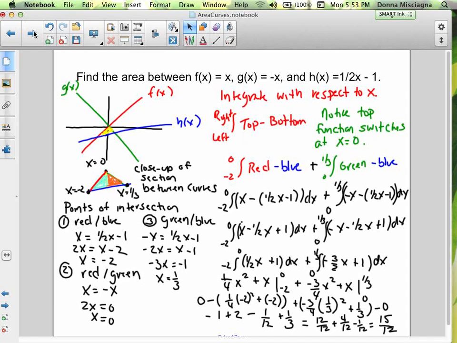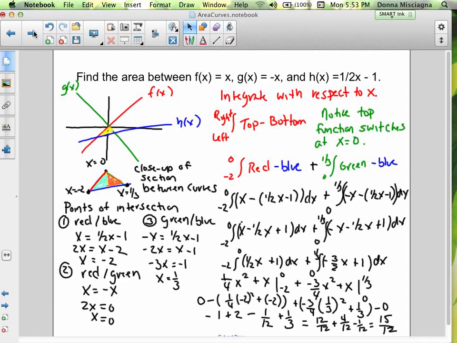And then, of course, once in a while something's a little bit tricky. But really, most of these aren't too bad. So we're going to have x minus 1/2 x minus 1. Right? So I distributed the negative sign. So we have x minus 1/2 x plus 1 dx, and that's going to be from -2 to 0.